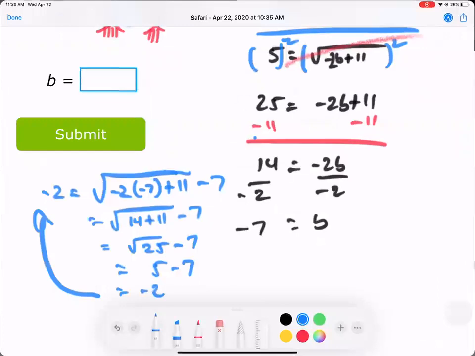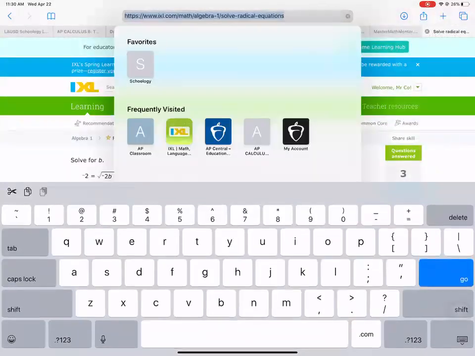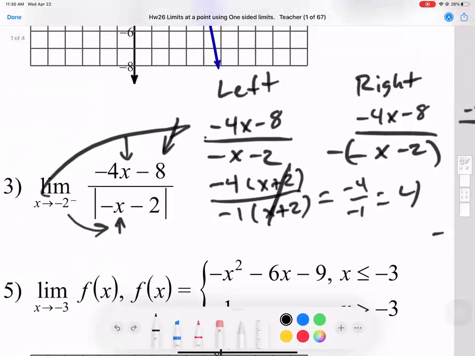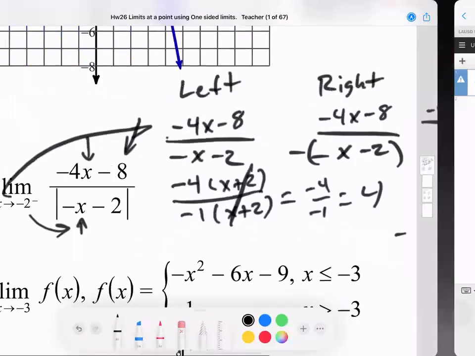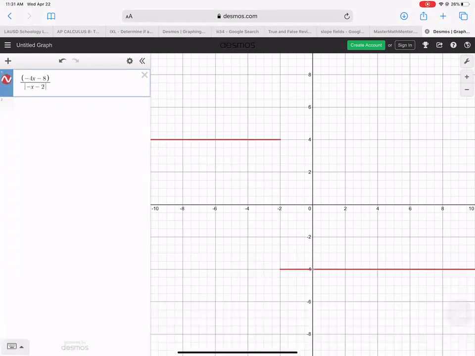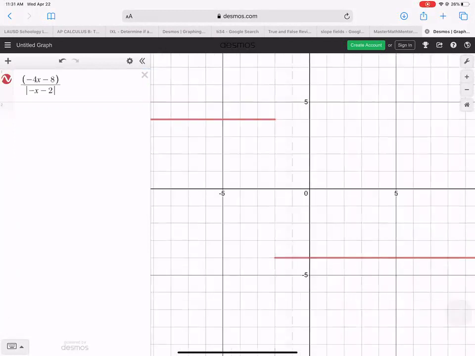If I go to Desmos, see what's going on here. So the equation was -4x minus 8, divided by negative x. Okay, so if you go and look at this graph here, we see that, let me change the settings, change the color.